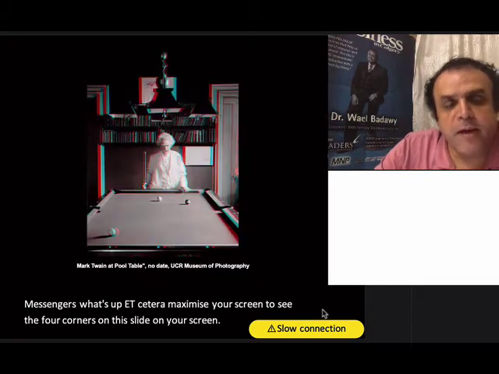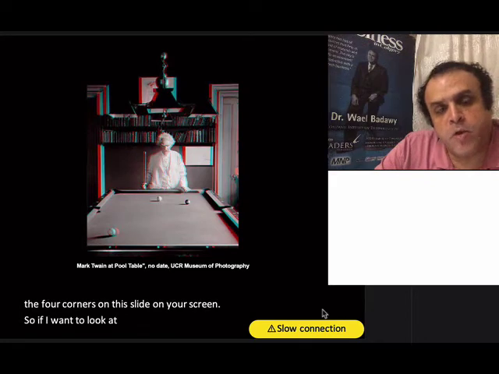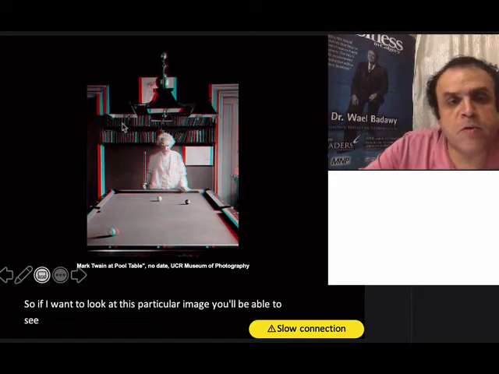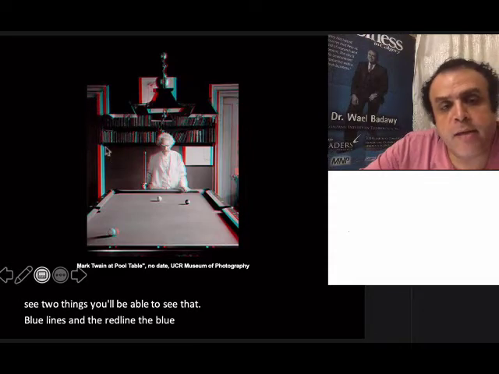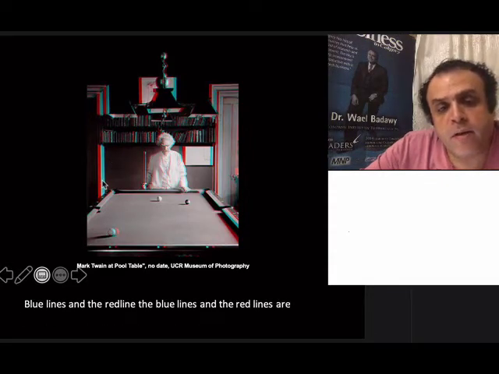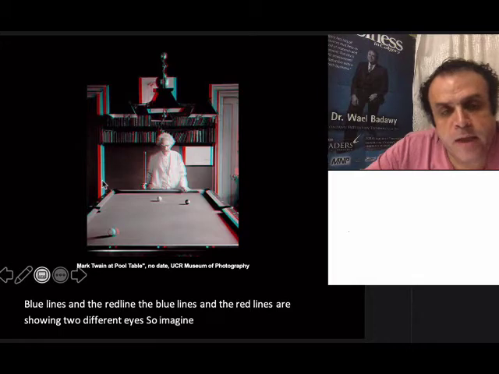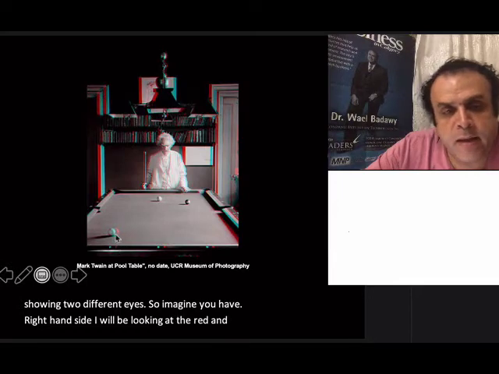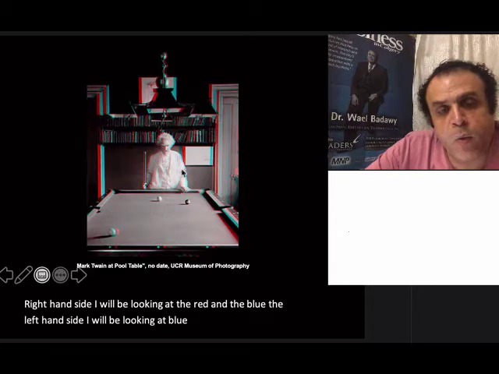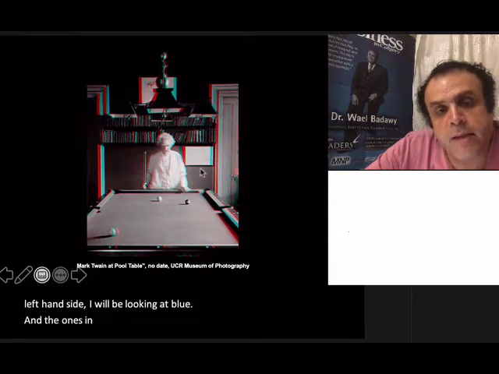So, if I want to look at this particular image, you'll be able to see two things. You'll be able to see the blue lines and the red lines. The blue lines and the red lines are showing two different eyes. So, imagine the right-hand side eye will be looking at the red, and the left-hand side eye will be looking at the blue. And the ones in white mean you have an overlap.